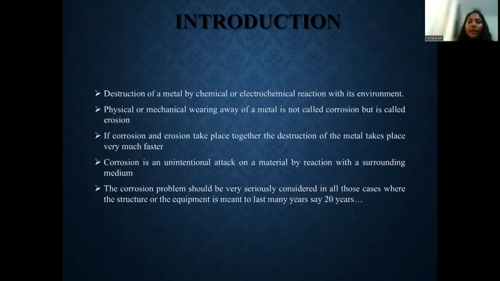Destruction of metal by a chemical or electrochemical reaction with its environment. Physical or mechanical wearing away of metal is not called corrosion, but it is called erosion. If corrosion and erosion take place together, the destruction of the metal takes place very much faster. Corrosion is an unintentional attack on the material by reaction with the surrounding medium. The corrosion problem should be very seriously considered in all those cases where the structure or the equipment is meant to last many years, say 20 years.